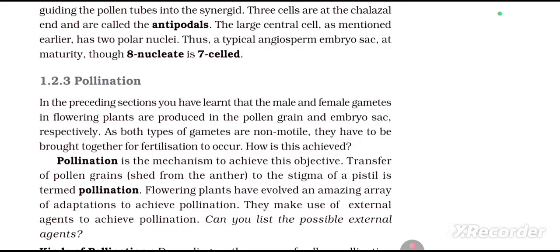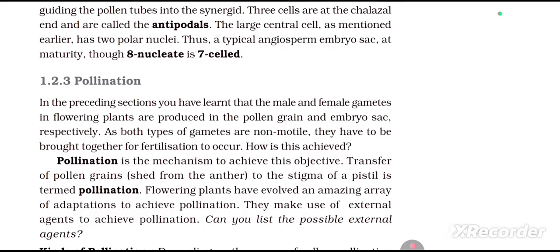In the preceding sections, you have learned that the male and female gametes in flowering plants are produced in the pollen grain and embryo sac respectively. As both types of gametes are non-motile, they have to be brought together for fertilization to occur. How is this achieved? Pollination is the mechanism to achieve this objective. Transfer of pollen grains shed from the anther to the stigma of a pistil is termed pollination.